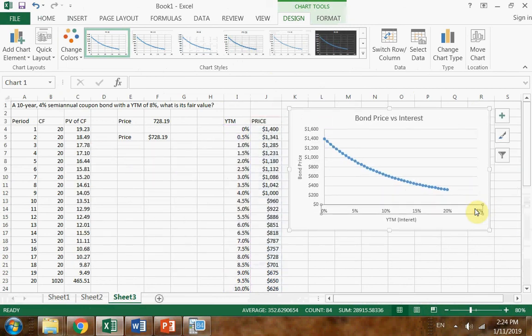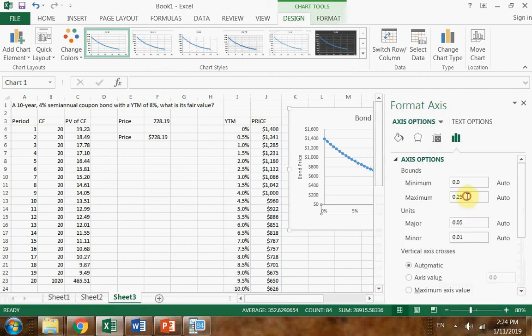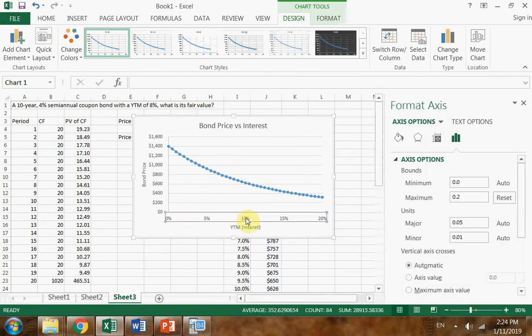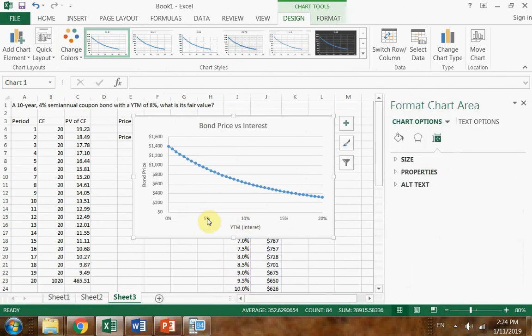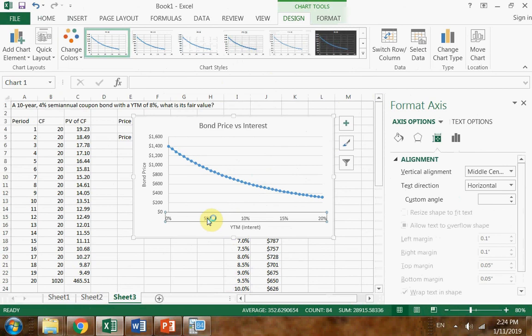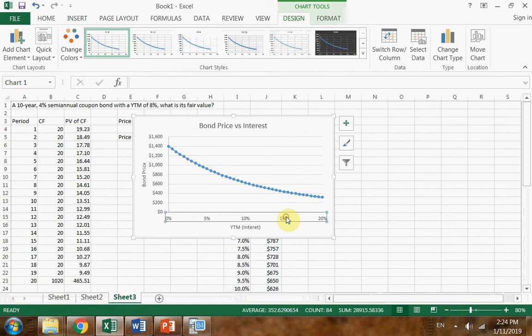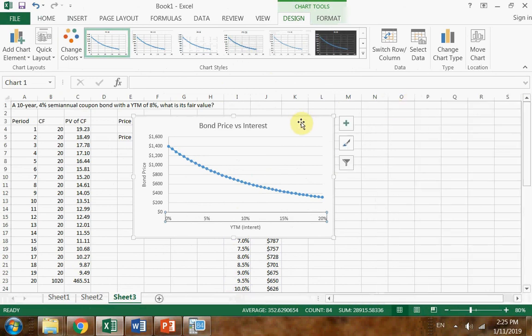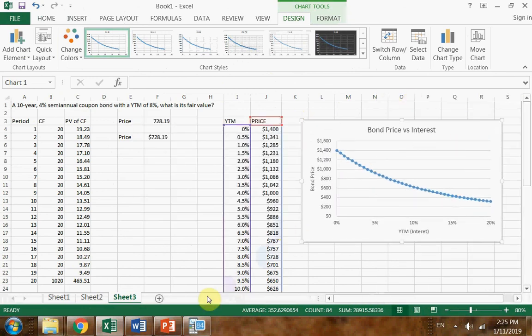All right, and also you can edit the axis a little bit. You see your maximum of the x value is 0.20 or 20%, so you don't need 0.25. So basically what I did is I double clicked on the horizontal axis. It's right here, double click, and then it tells me how to edit the numbers. So the maximum should be 0.2 or 20%. So basically you are done for this Excel project. Thank you so much for watching.